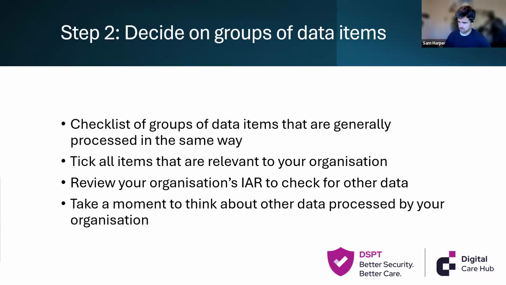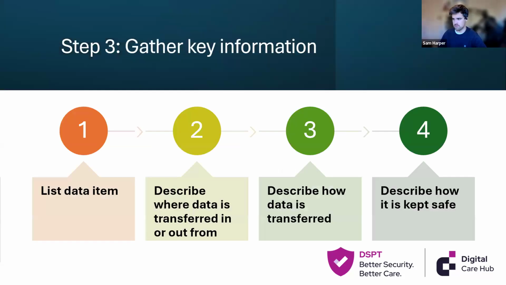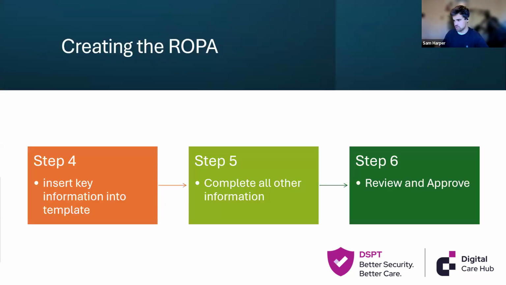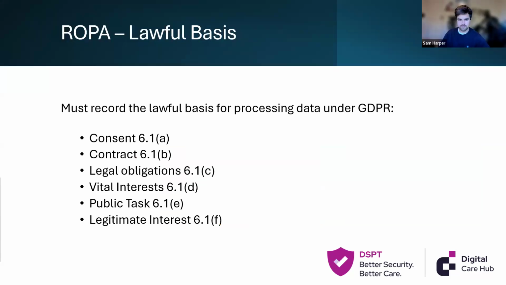And then also take a moment to think about other data that could be processed by your organization. Quite often it can be pretty obscure, and people will often miss out on that information. I've already shown you the template, so I won't go through too much detail here. It's just highlighting different examples as to how to complete that template. And once you've inserted that information, have it reviewed and approved by yourself, management, data protection officer, data protection lead, whoever it might be, so you have it in place.